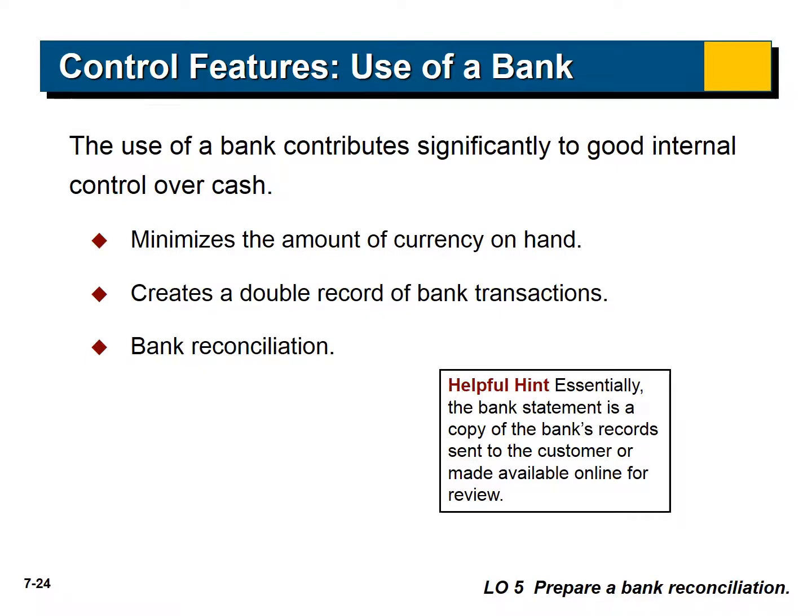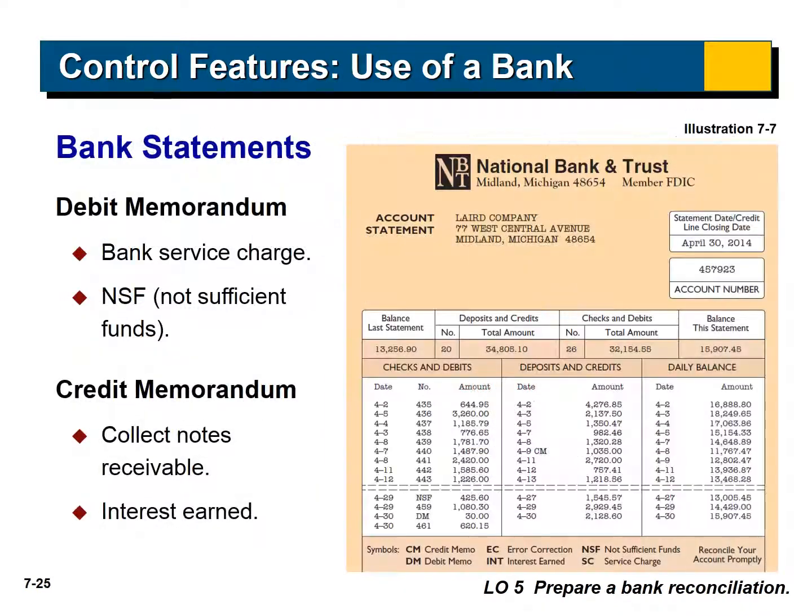The use of a bank is very important because it minimizes the amount of currency on hand. So you're going to use checks, for example, a double record of the bank transactions, and you can have a bank reconciliation. Because the bank statement comes from a bank, this is automatically external verification of the transactions. And you'll see something like a debit memorandum on there.